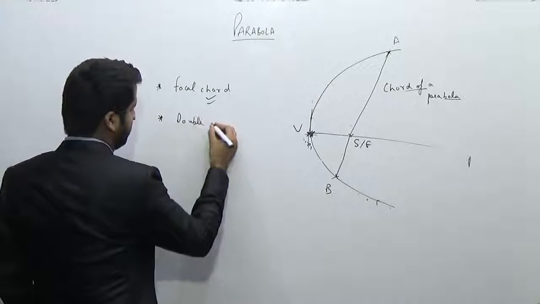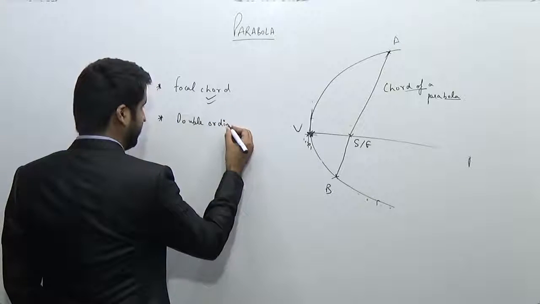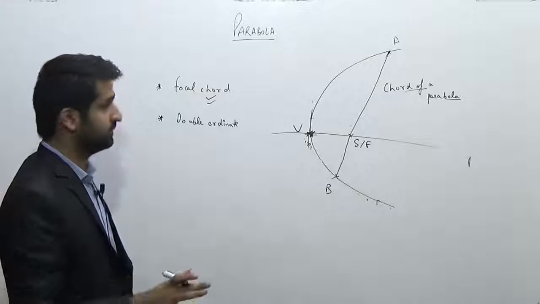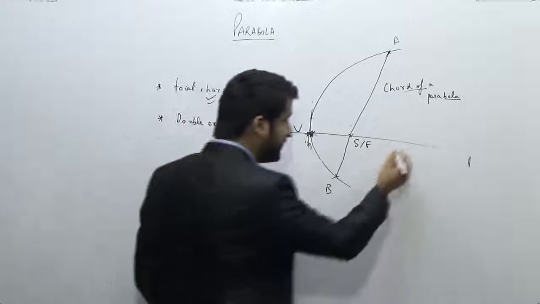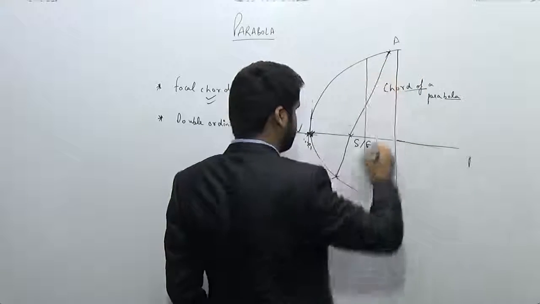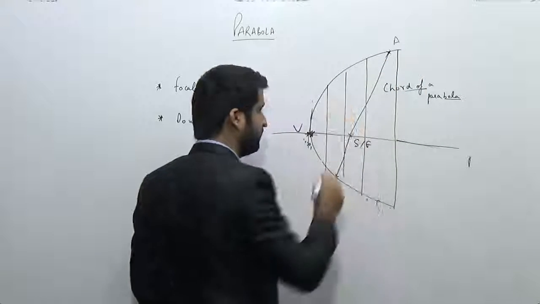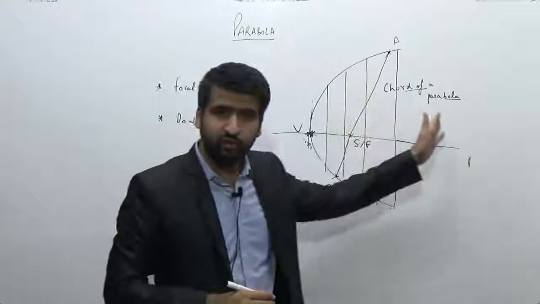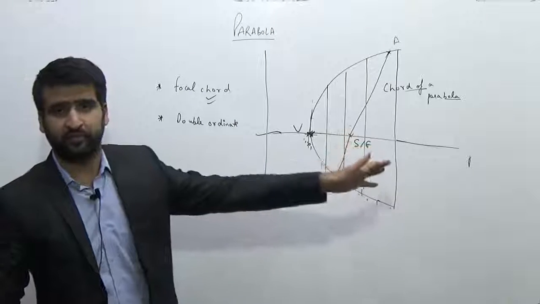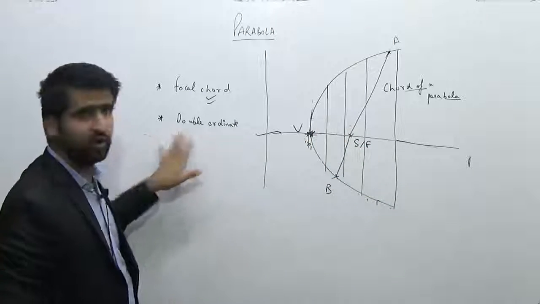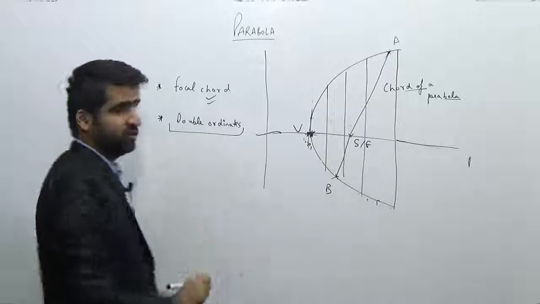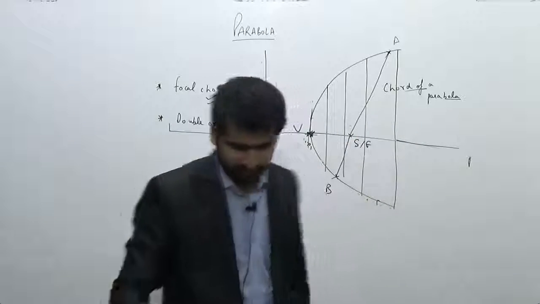Now this is very important. Double ordinate. What is a double ordinate? All the chords which are perpendicular to the axis of symmetry, this chord, first, second, third, fourth, all these chords which are perpendicular to the axis of symmetry, or we can say all the chords which are parallel to the directrix, they are all called double ordinates. All these chords are the double ordinates.